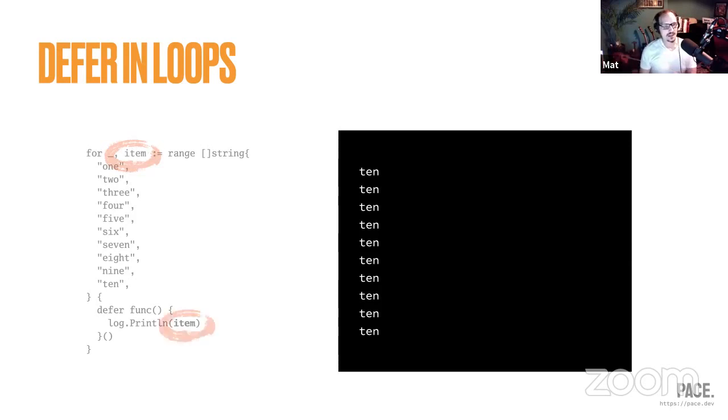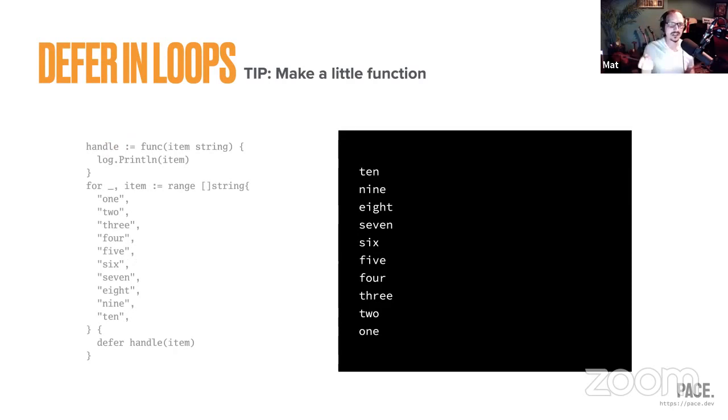The solution is to actually have a little anonymous function. In this case, I've just called it handle. We take the item as an argument, and that creates a different closured environment in which the data can be stored. So we can then pass that item as an argument into the little function. I think that's quite a lot easier to read as well. I think it has that benefit.